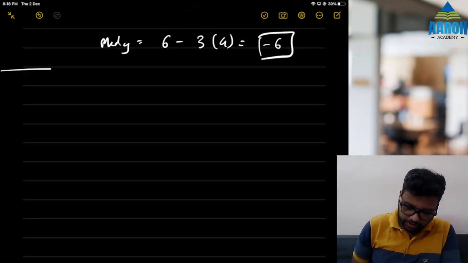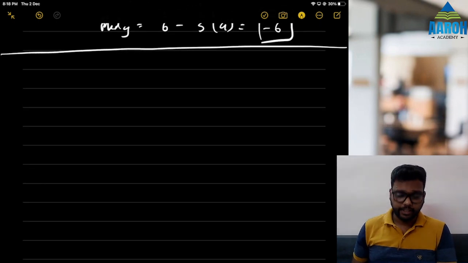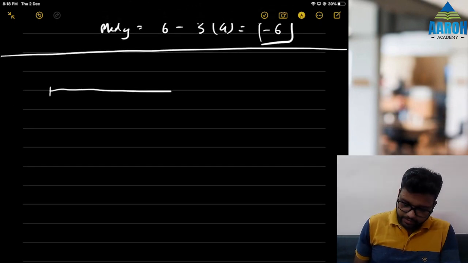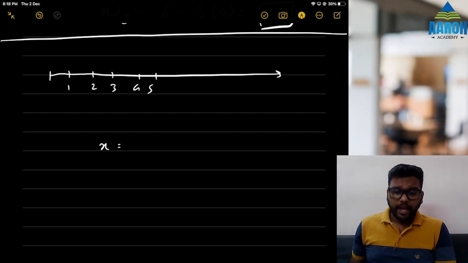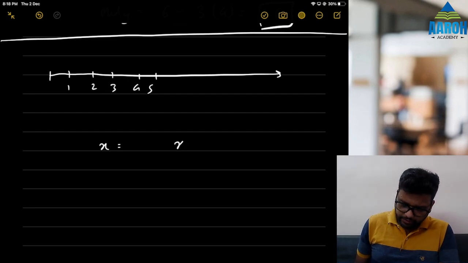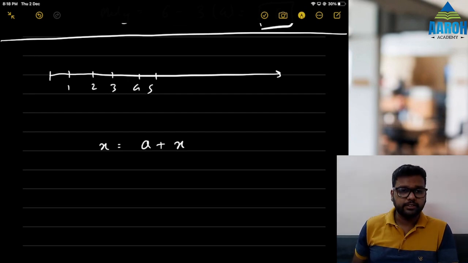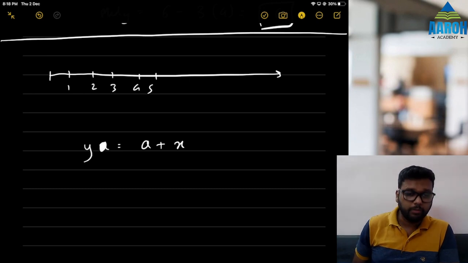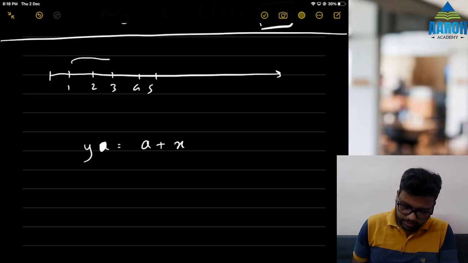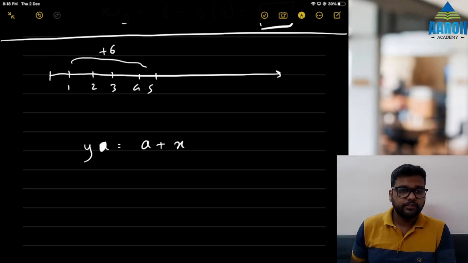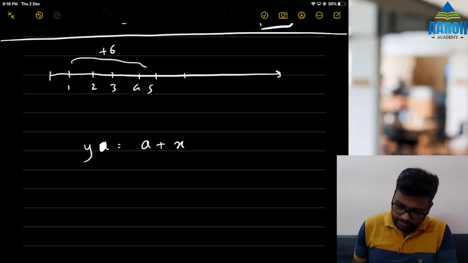Now let's talk about measures of dispersion. Understand? Let's say we have some numbers 1, 2, 3, 4, 5. This is our x, let's say. And what we did was, let's say first we just added something, a plus x. So let's say our new numbers are a plus x. Let's say to all these numbers we added 6. What will the new numbers be now? 7, 8, 9, 10, 11.